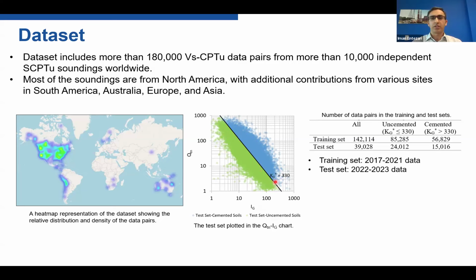So if we have higher K_G^*, it means that the soil is more cemented. If we have lower K_G^*, it means that it's more on the uncemented or ideal soil side, with no microstructure. But the value of 330 is a cutoff to classify things as cemented and uncemented. This is important because most of the relationships that are developed for CPT interpretation are for uncemented soils. So we wanted to see what happens if we look into uncemented and cemented soils separately. That's why we split the data set based on cementation status.